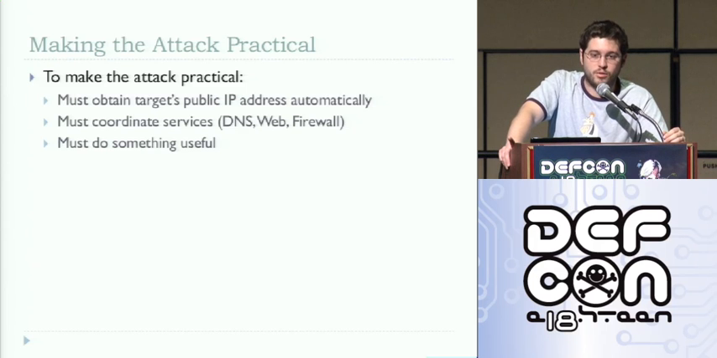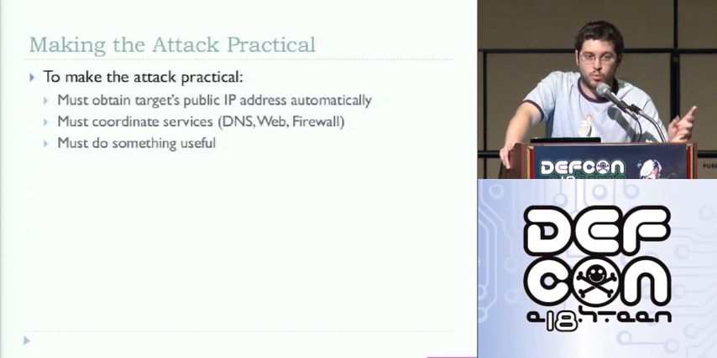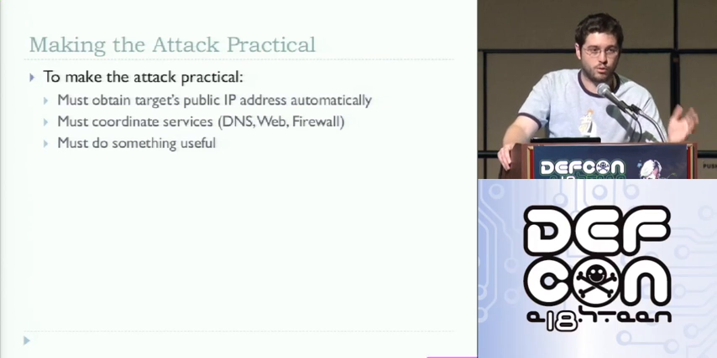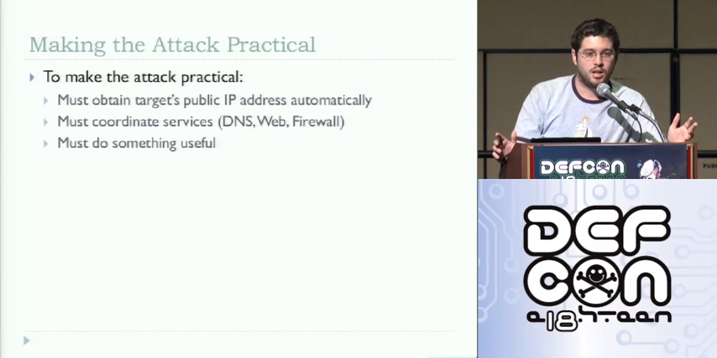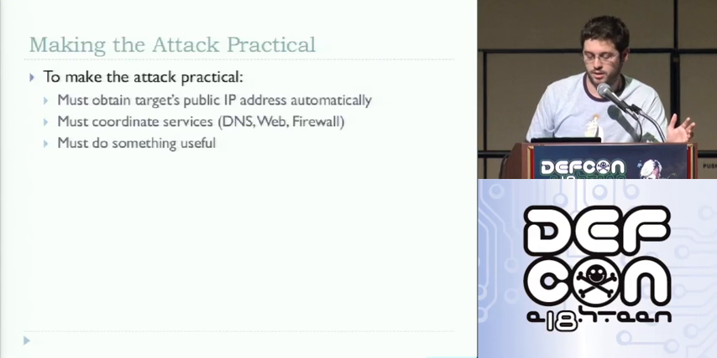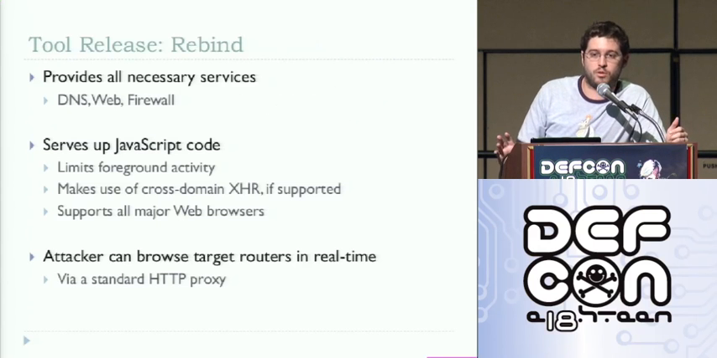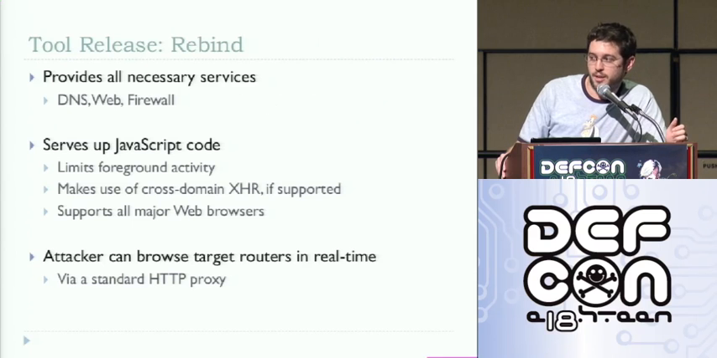So we have to obtain the router's public IP before they ever do a DNS lookup on us. That's actually fairly easy to do. But the bigger problem is we have to coordinate all our services. The DNS server and the web server and the firewall all have to maintain the right state for each client that's browsing to you. That requires a little custom code. And finally, we have to do something useful with it. Once we do the rebinding attack, we have to do something that people will go, "Holy shit, that's bad." So I went ahead and wrote Rebind, which is probably the most cleverly named tool ever.